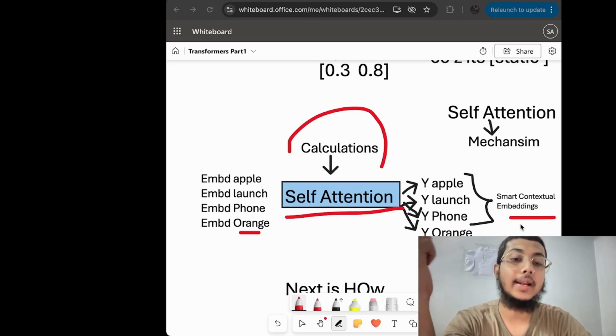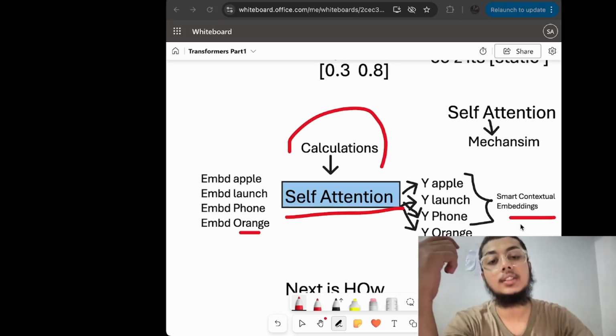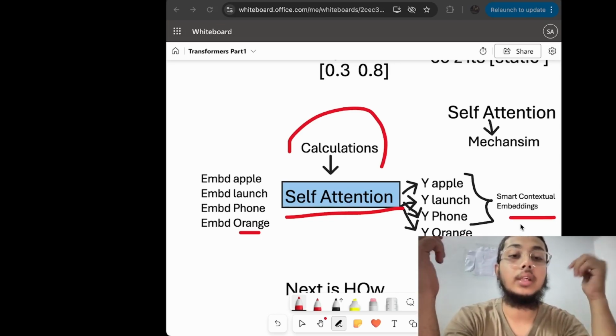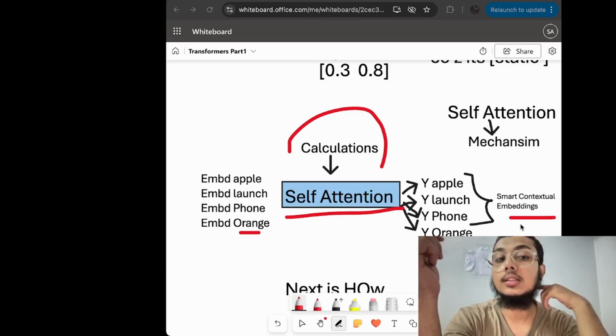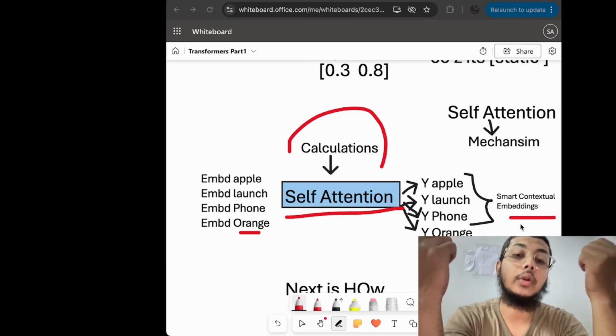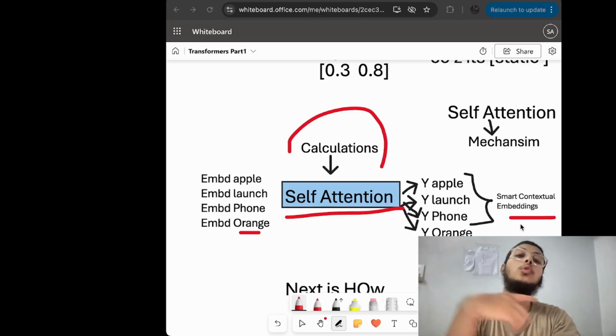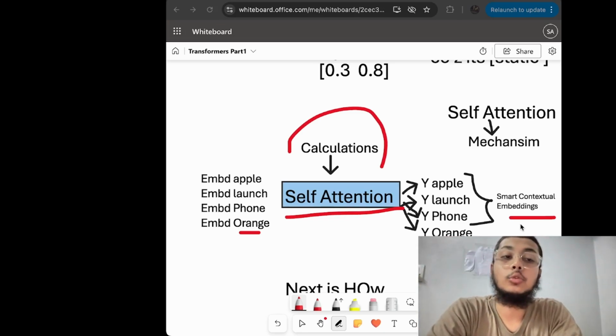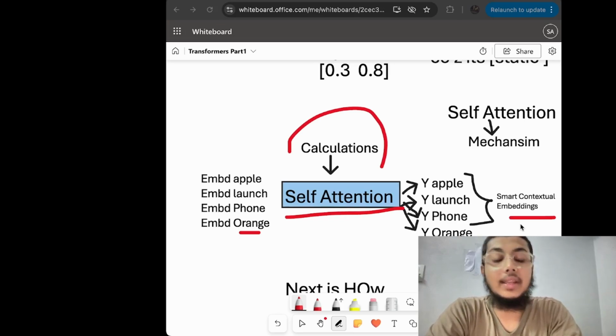If you are excited, then in the next video we will discuss how self-attention works, and there we will understand concepts like what are query, key and value vectors, and how to use them in the self-attention mechanism to create contextual embeddings. The next 2-3 videos are very interesting.